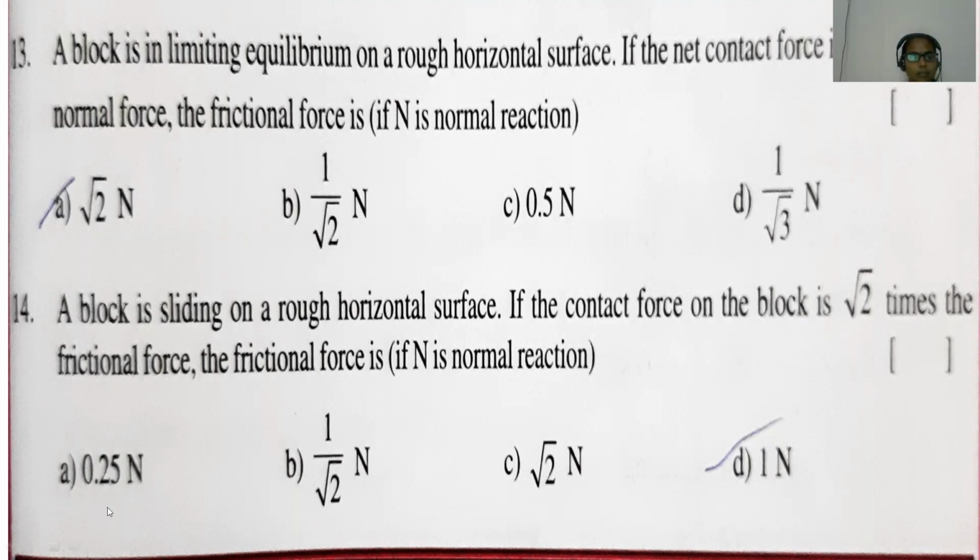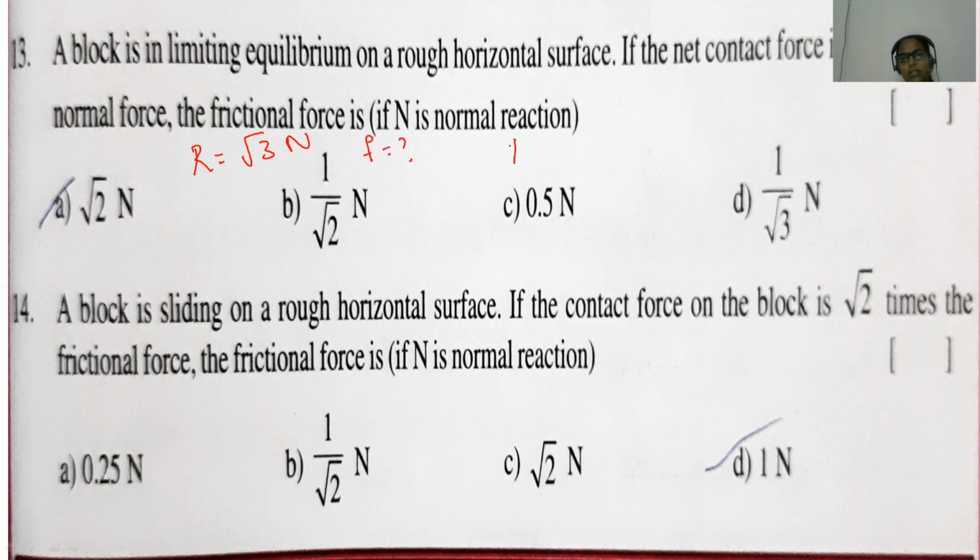See, what is the given? Net contact force is given. Net contact force means R. R is given as √3 times the normal reaction. And what is the frictional force? We need to calculate the frictional force.